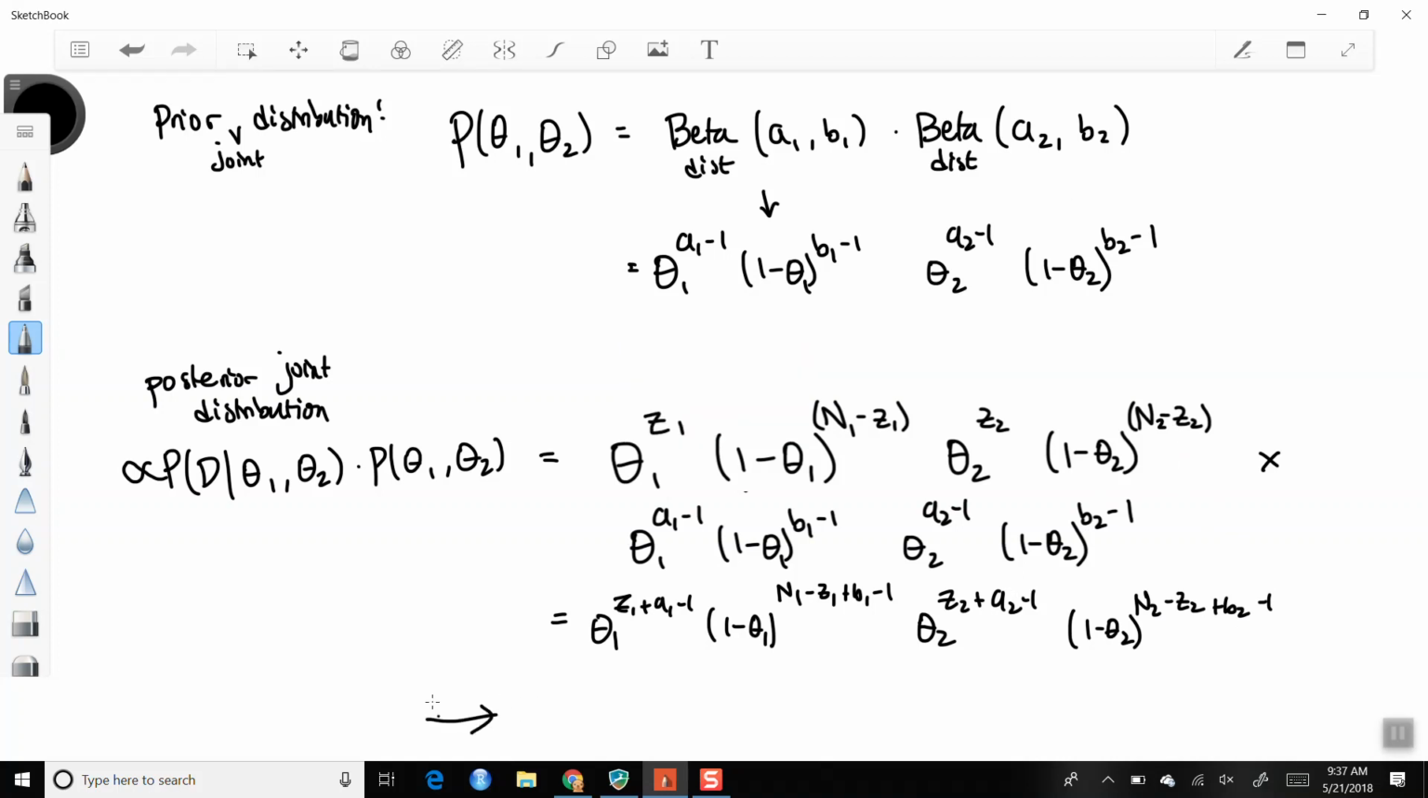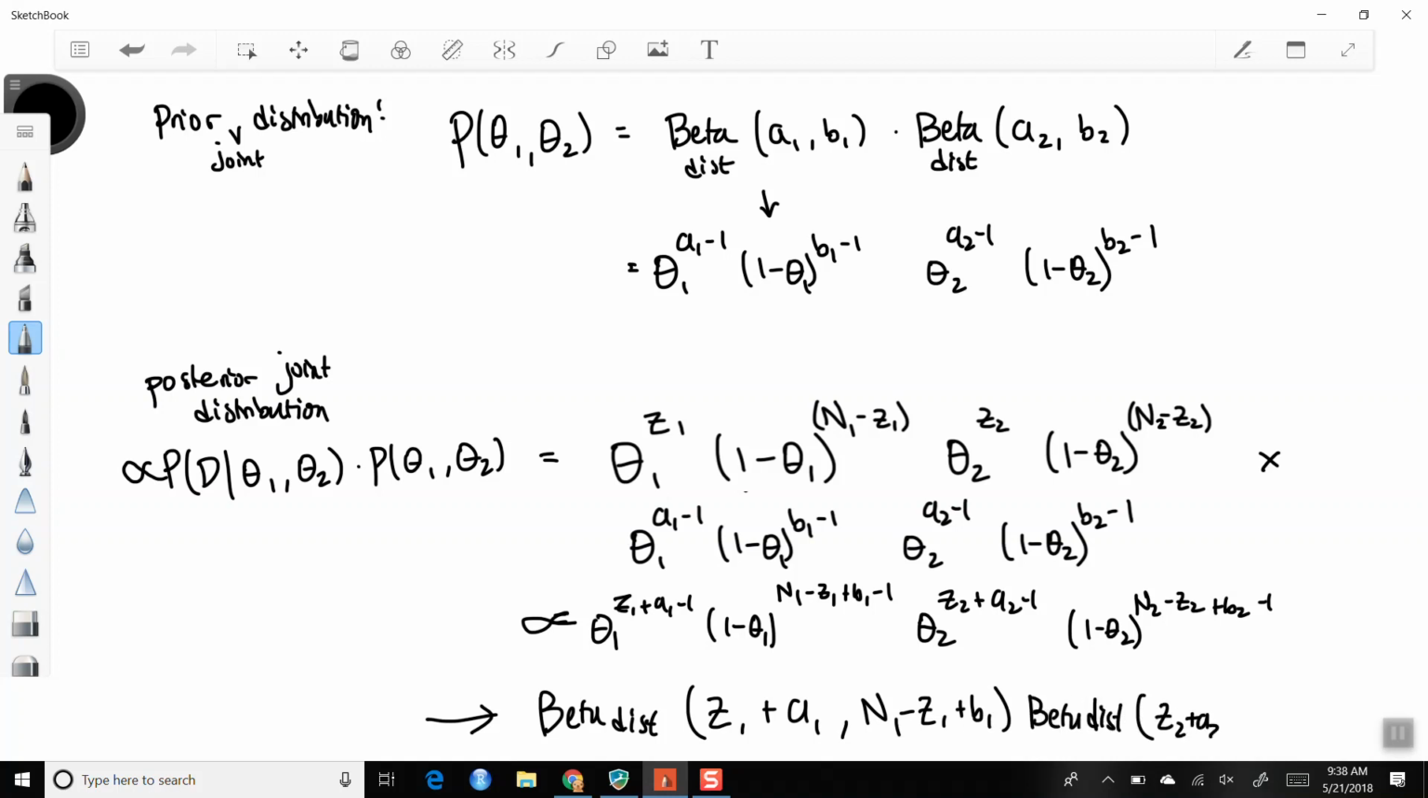Okay, and so we say this is proportional to this, and then we can say, now we've got a beta distribution with parameters z1 plus a1, comma, n1 minus z1 plus b1, times a beta distribution with z2 plus a2, comma, n2 minus z2 plus b2. Oh gosh, all right, we did it. Is that okay?